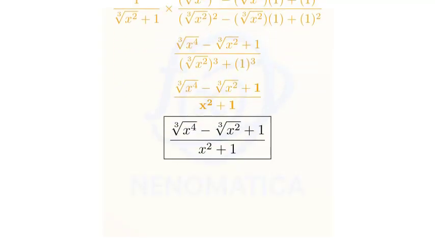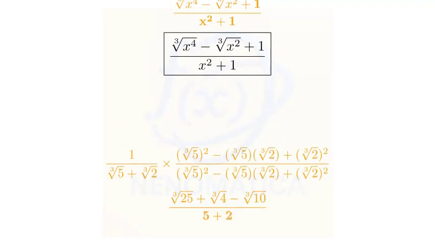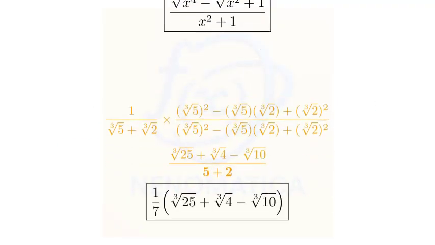Now, for the second fraction. Here, a equals the cube root of 5, and b equals the cube root of 2. Again, multiply by a squared minus ab plus b squared over itself. The denominator simplifies to 5 plus 2, which is 7. The numerator becomes the cube root of 25 plus the cube root of 4 minus the cube root of 10.